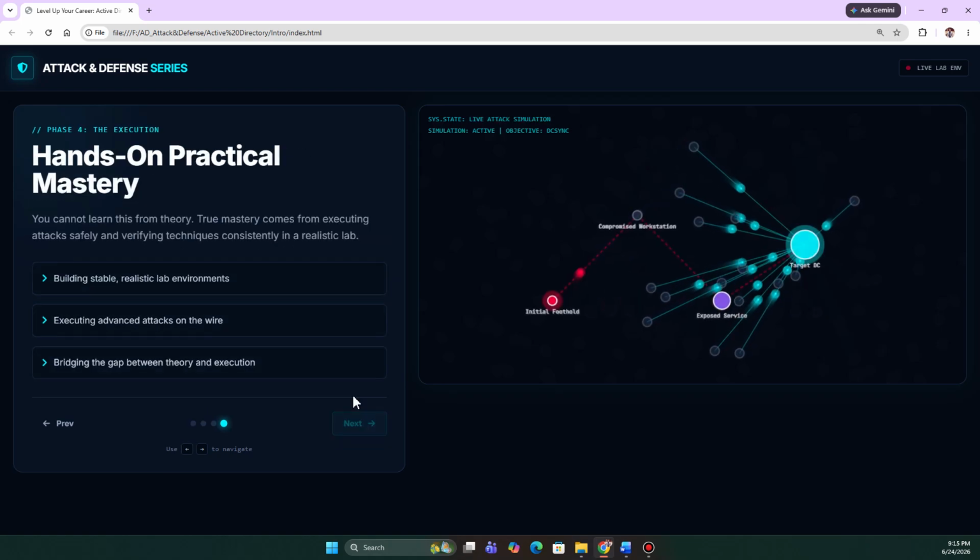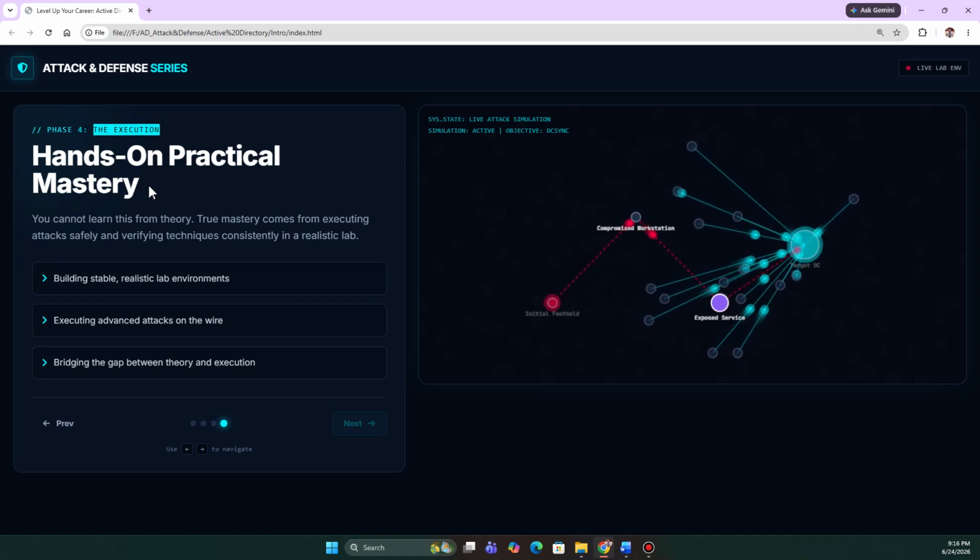We are going to see the last phase, which is phase number 4, the execution phase: hands-on practical mastery. Now, mastering Active Directory requires a very specific approach and mindset. It's the game of mindset. You can read all the documentation in the world, but to truly understand these concepts, you need to get your hands dirty in a realistic environment. And no one is going to offer their production environment for you to get your hands dirty. You have to set up your own environment.